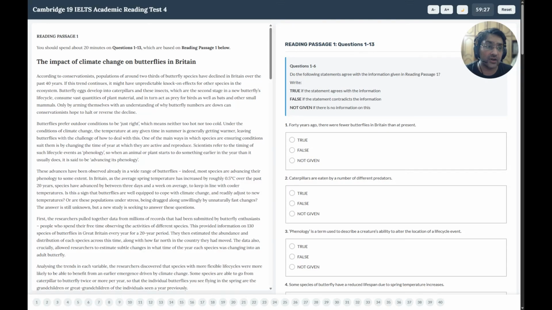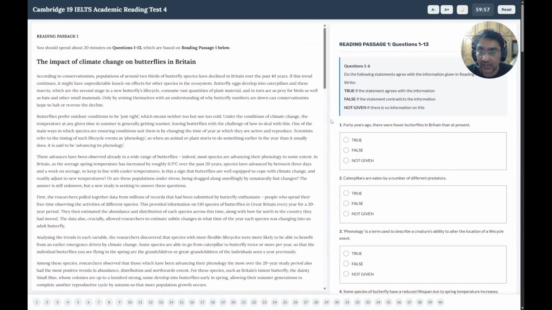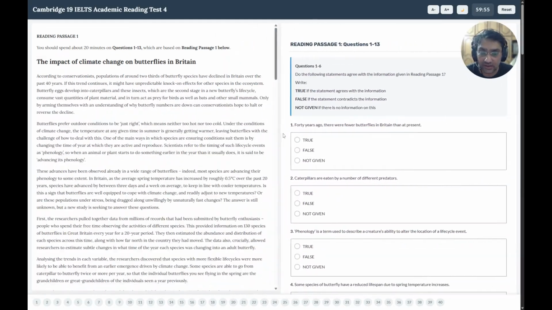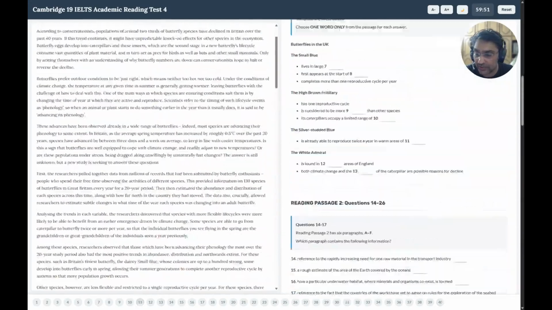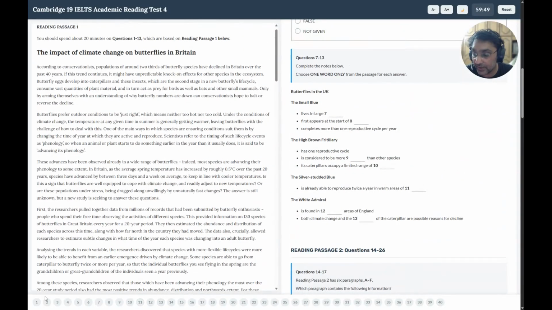So before getting started, we're going to reset the time. We're back to 60 seconds. We can adjust everything in here. We can click on any question to reach that paragraph as well as that information.